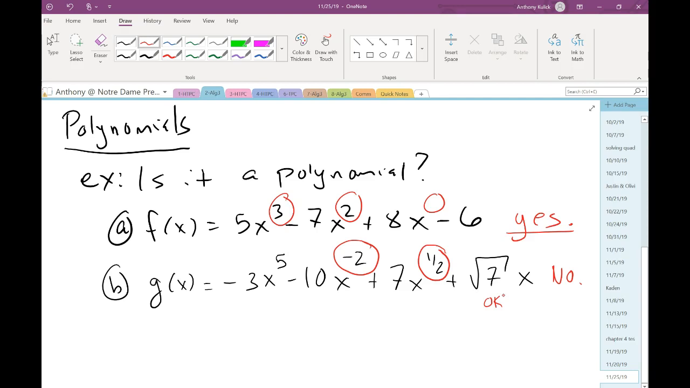That's fine. What wouldn't be fine is if we had that. That's not okay in a polynomial. Why not? Yeah, because the square root is now over the x also. Everybody good with that? The difference there? So just got to be a little bit careful about that.